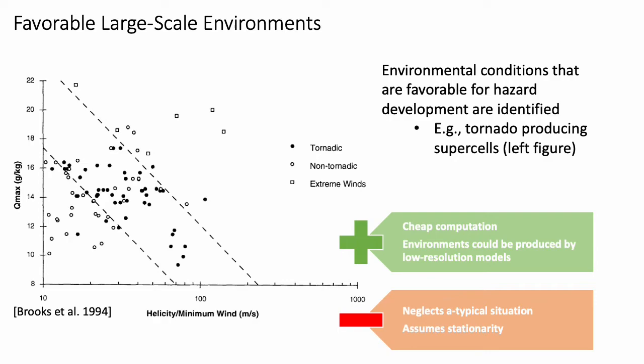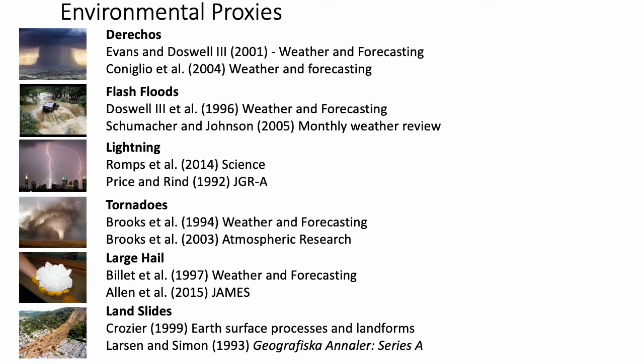There are many papers, and this is just a small subset of those that use that. For each of those events that I introduced at the beginning, I listed at least two papers that use this approach, so you can have a look at those, get an understanding, and find many more of them. But those are a good introduction to how this statistical relationship, environmental ingredients-based risk estimation works.